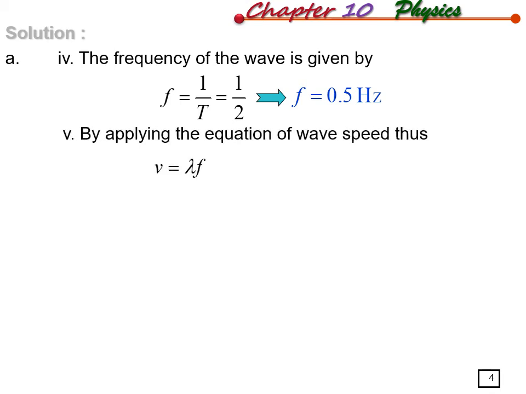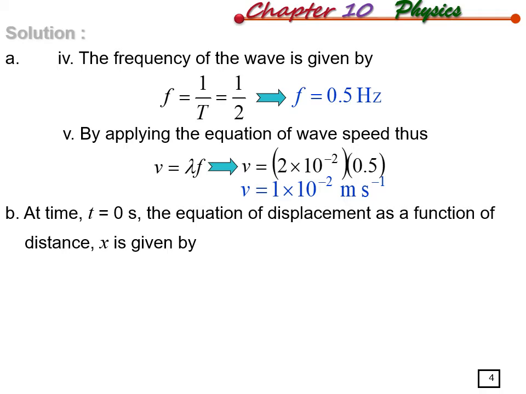For the speed of the wave, v is equivalent to f lambda. We already determined the frequency and lambda, so just calculate the final value, which is equivalent to 1 × 10⁻² meter per second.